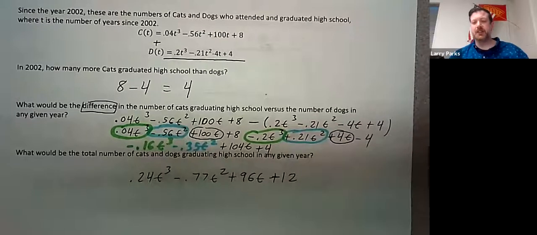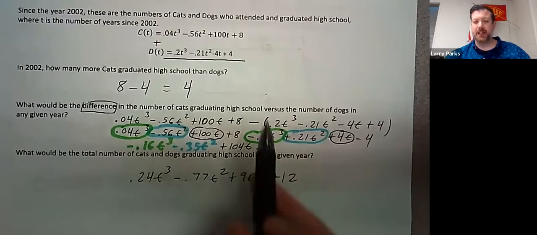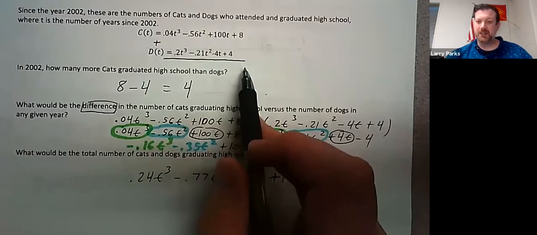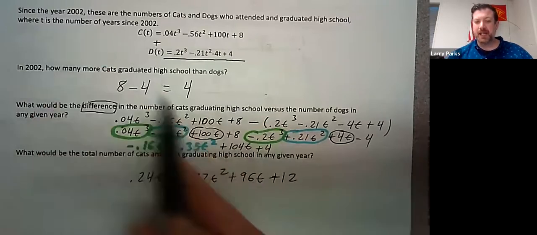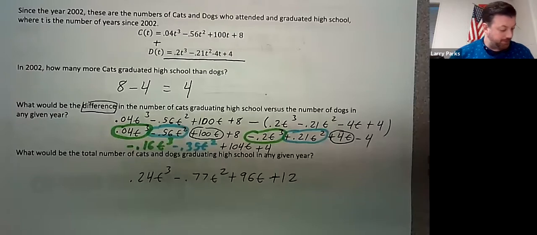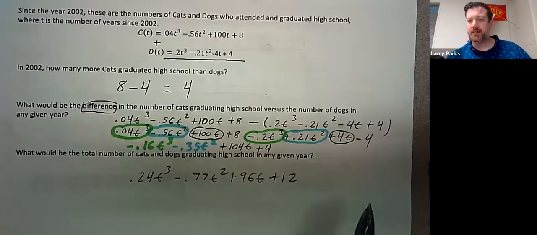So in other words, in 2002, there were 12 total cats and dogs that graduated high school, which makes sense, 8 plus 4. If I wanted to find how many cats and dogs graduated high school in 2003, that'd be 1 year later, I would plug 1 in for t. And if we did that real fast, 0.24 times 1 to the third minus 0.77 times 1 squared plus 96 times 1 plus 12. I get 107, which obviously this is a made up word problem.